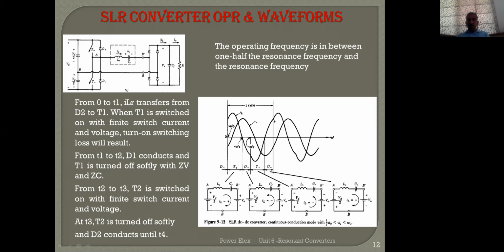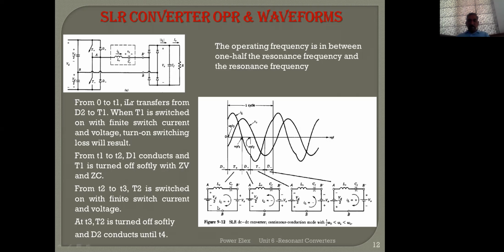At the point when IL is at its peak, naturally D minus will give this point when T1 is turned on. This point is nothing but this point, T1 is turned on, and again the cycle gets repeated.